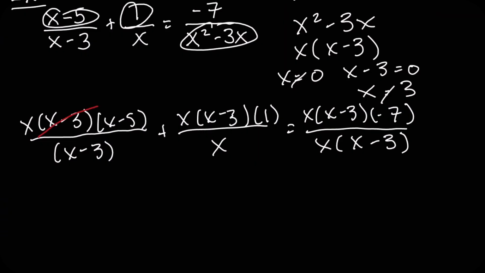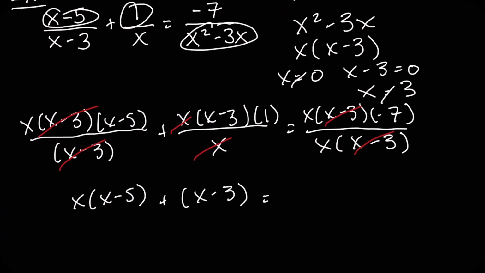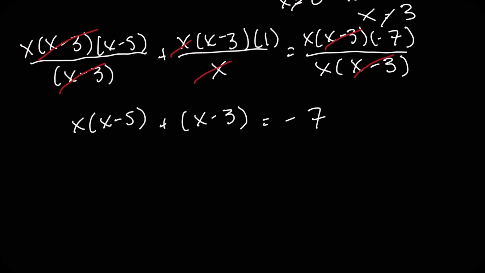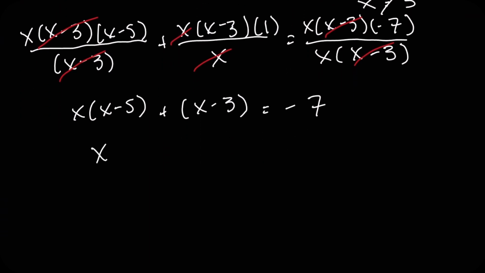So let's figure out what will cancel out here. The x minus 3's, the x's, and then the x minus 3's over here. So reducing this, we are left with x times x minus 5, and then plus x minus 3, and this is going to be equal to negative 7. So let's simplify just a tiny bit. x squared minus 5x plus x minus 3 is all equal to negative 7.